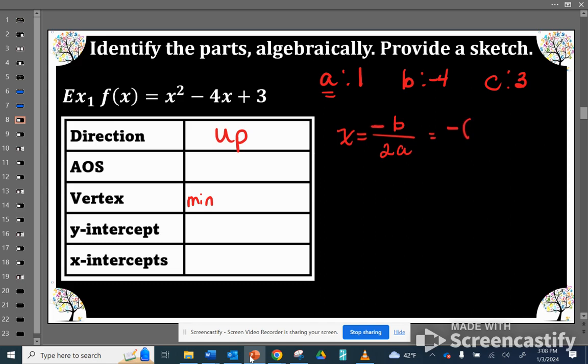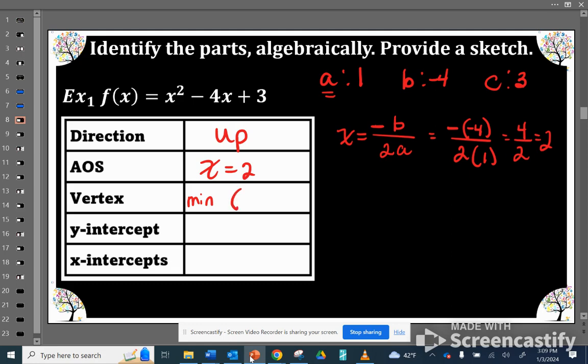I'm going to insert the b value of -4 divided by 2 times the a value of 1. So this negative is from the formula. This negative is because our value b is negative. So we have a +4 divided by a +2. So x equals 2 is that vertical line that divides our parabola into 2 halves.